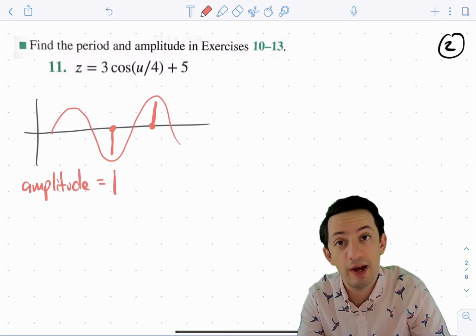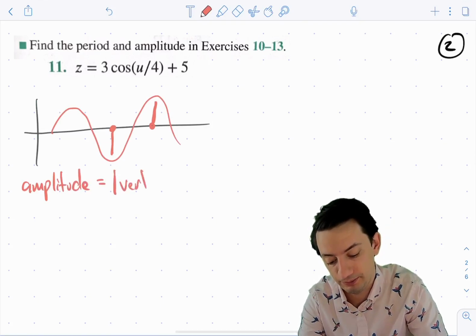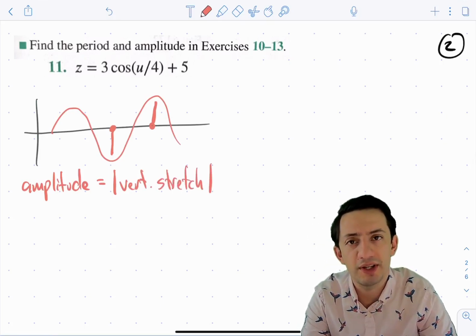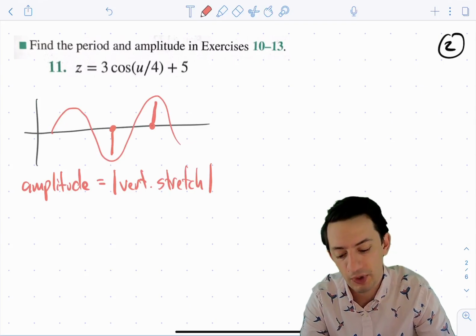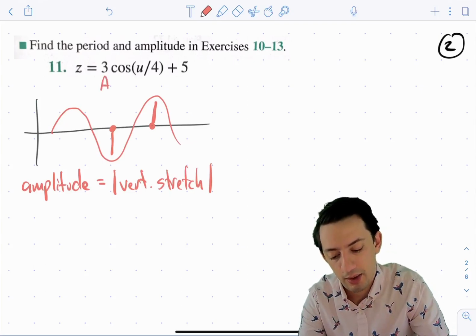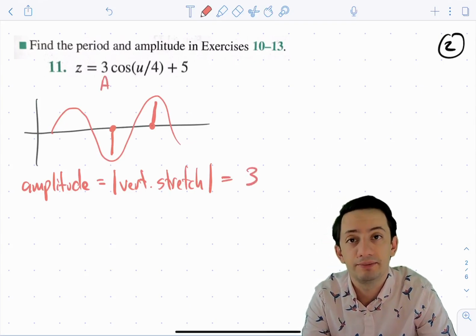It's just the absolute value of that vertical stretch. I think we called this A in the actual formula, capital A, something like that. But in this case, it's just 3.